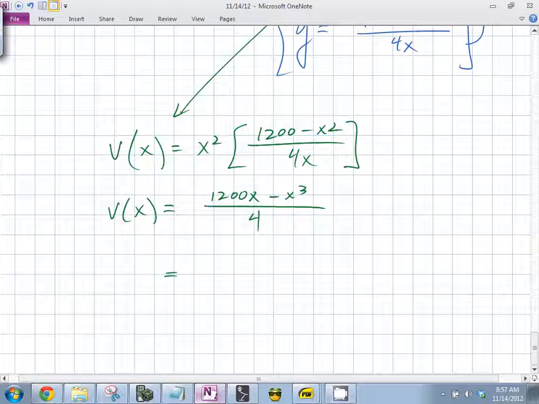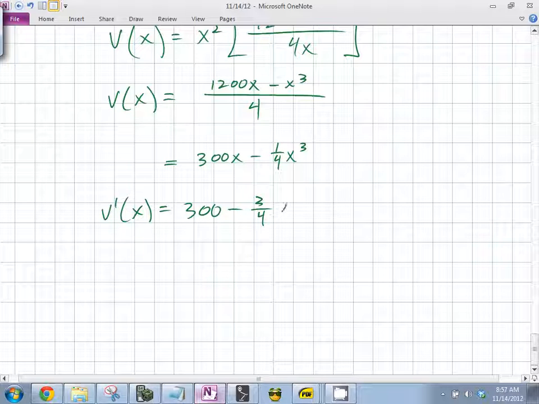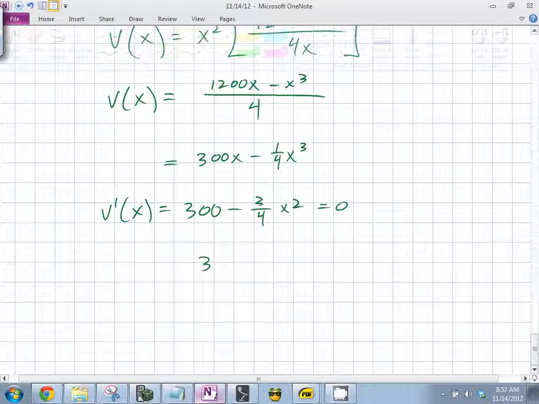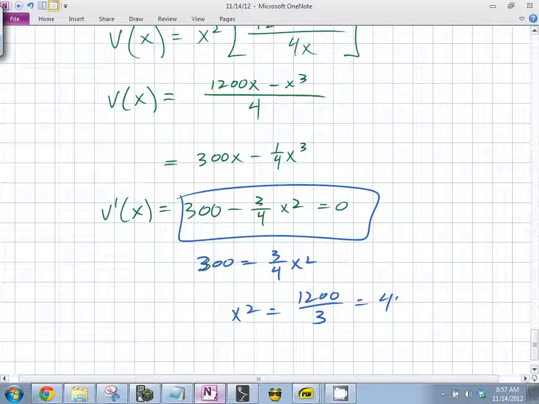So what do I do with this now? What do I find now? Differentiate. 300 minus 3/4 what? X squared. So you know that we want this to equal 0. So 300 has to equal 3/4 x squared. So what does x squared have to equal? 1,200 over 3, which is 400. So what does x have to be? Plus or minus 20. But x is a distance, so which one do we want? Positive. So x is equal to 20.